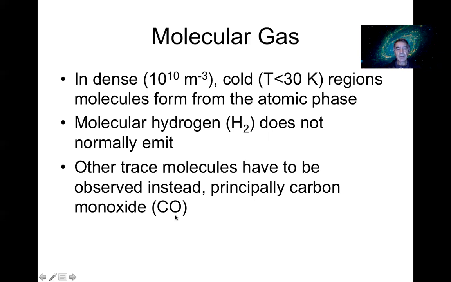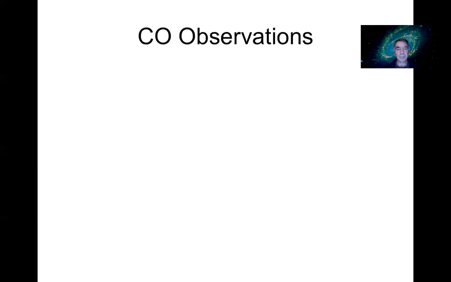Obviously you've got hydrogen, which is the most abundant element. Then you've got helium, but that's inert. So the next most abundant elements after that in the cosmos, at least, are carbon, nitrogen, and oxygen. So you can combine those together in various molecules. But carbon monoxide is generally the most abundant and reliable one to use and convenient to observe.